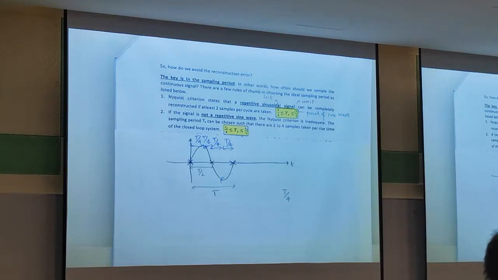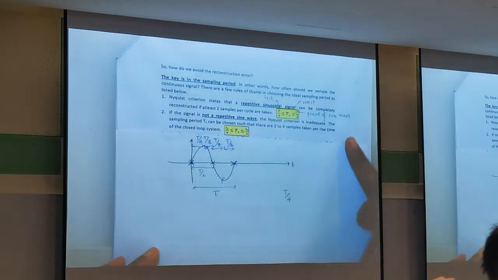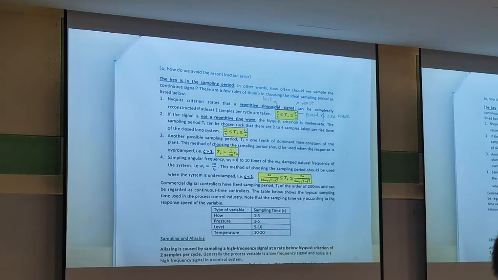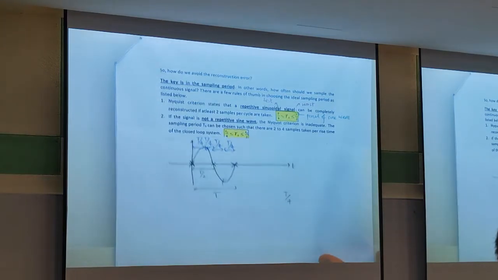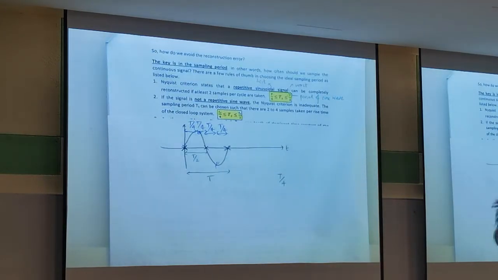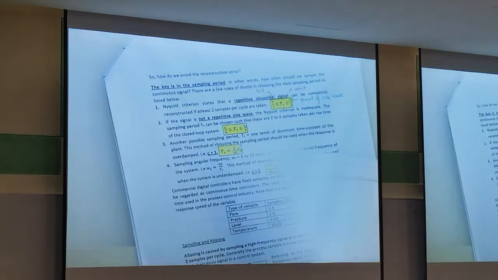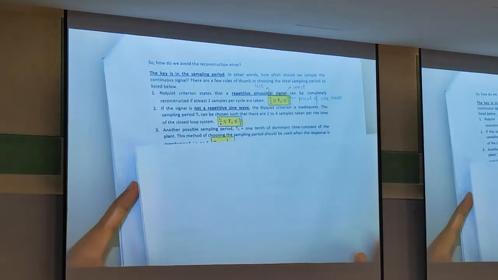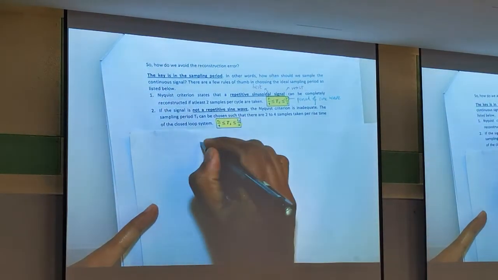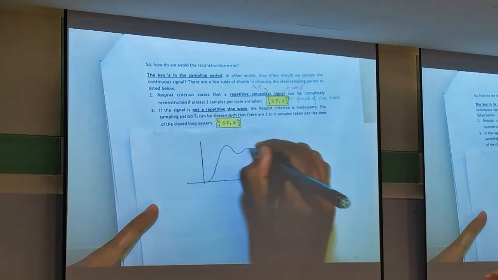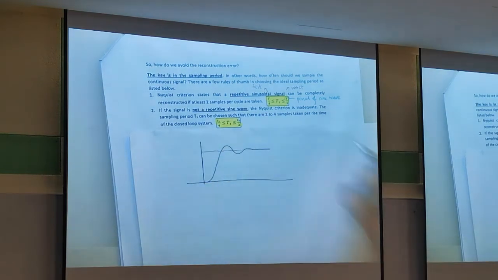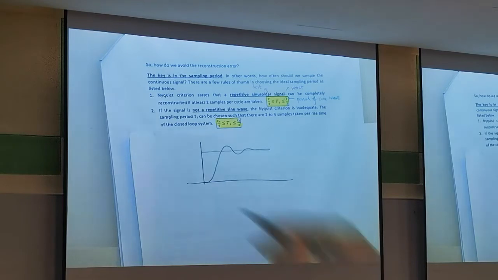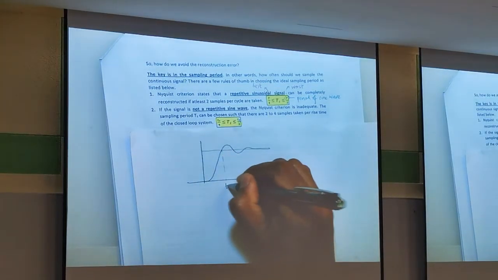When did you last hear about the rise time? Which chapter was that? Rise time comes for what kind of graph? Underdamped. So the underdamped graph looks something like that, with overshoot, right? So what is the definition of rise time? The first moment that your graph hits the steady state value, right? So this is the rise time.